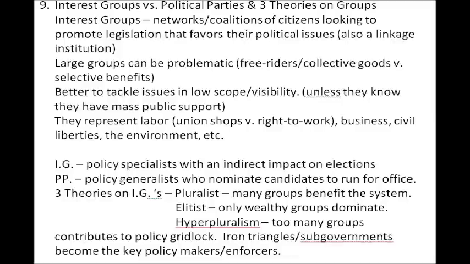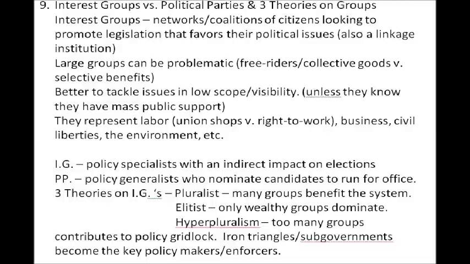Large interest groups can sometimes be problematic because it creates a situation in which free riders can collect some of the benefits of the group without actually participating or contributing to the group. Typically, interest groups like to have low scope and low media visibility, as it allows them to work better behind the scenes and lobby to get things passed.